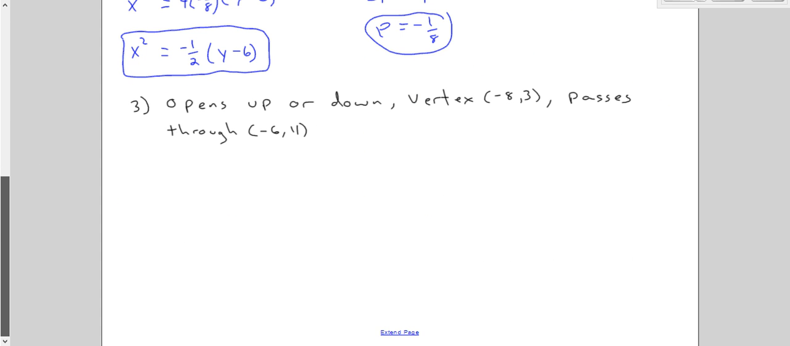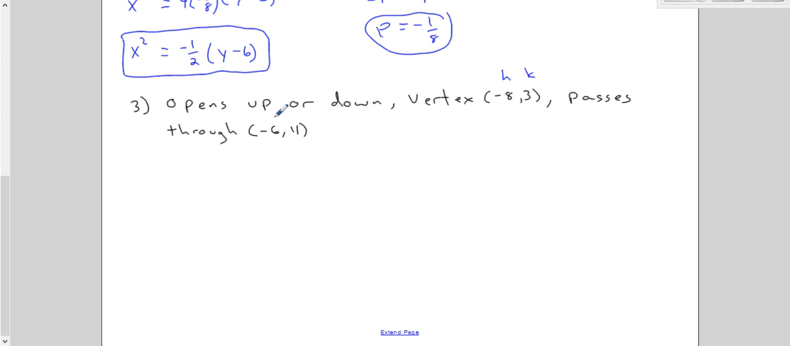And now on to number 3. This tells me I have a parabola that opens up or down, so it's vertical. My vertex is -8, 3. And the parabola passes through the point -6, 11. Well, we have our h and k, but what does it mean that it passes through a point of -6, 11?